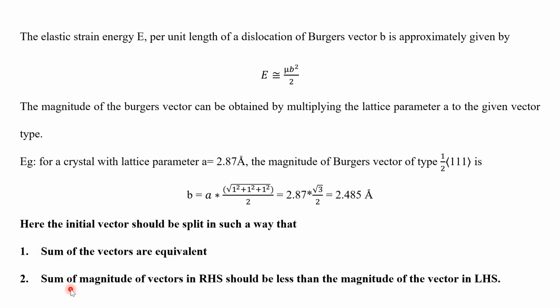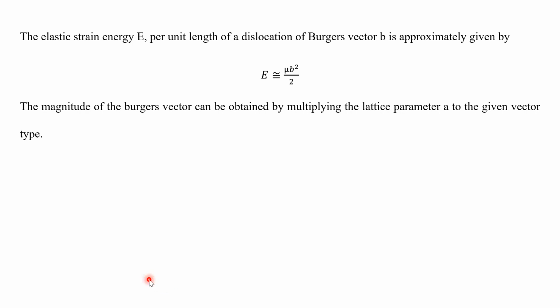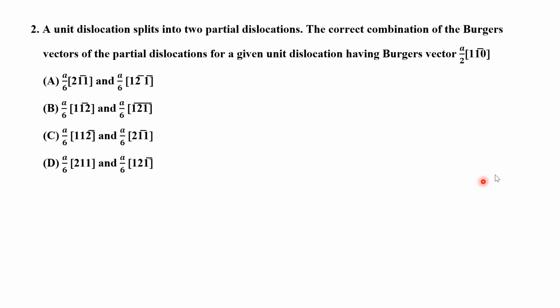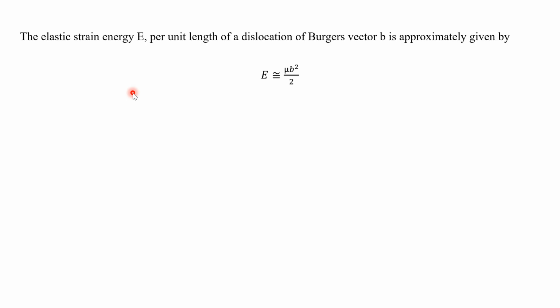The second condition is that the magnitude of the vectors in the RHS should be less than that in the LHS. So whatever this magnitude is, we have to calculate the b square value for this term, and this b square value should be greater than the b square value of these two combined. So now we'll show that.